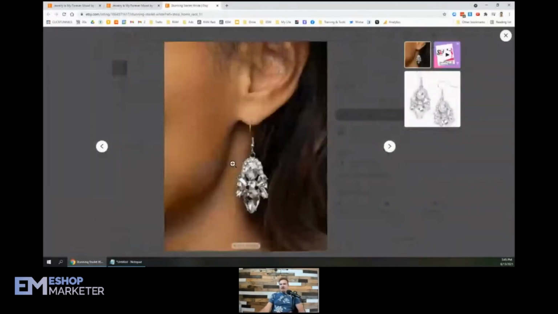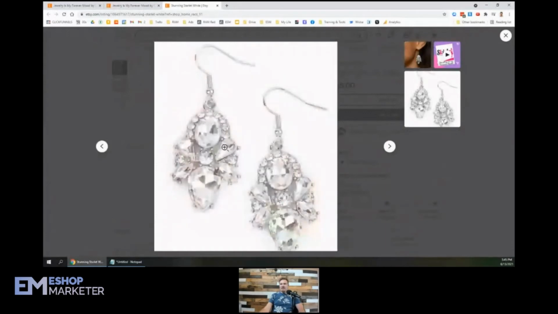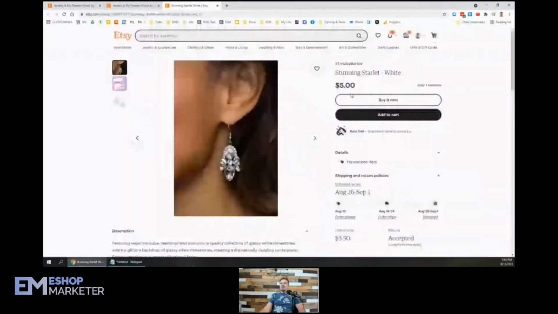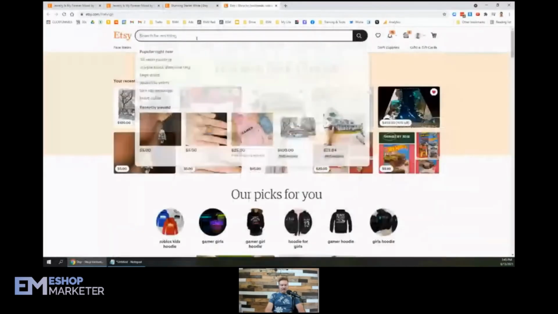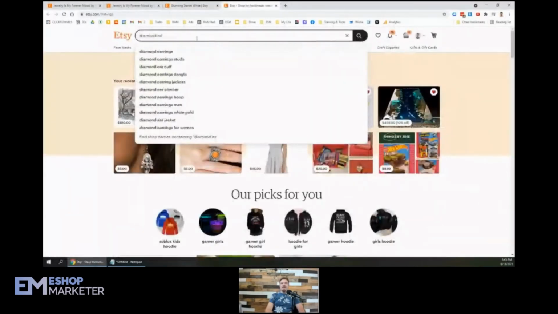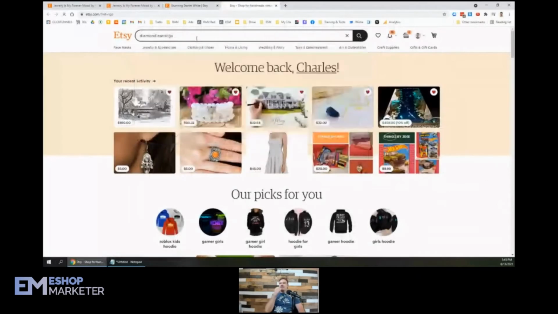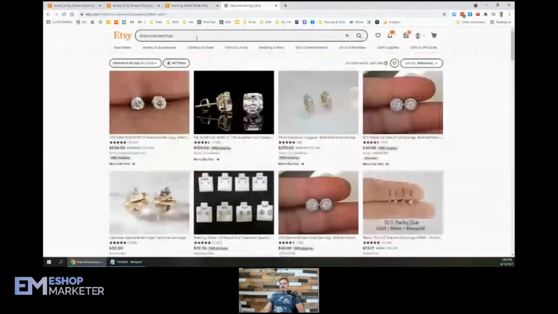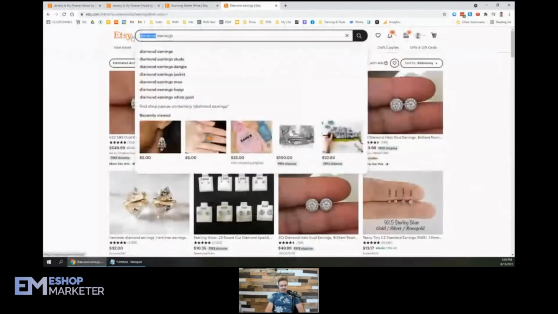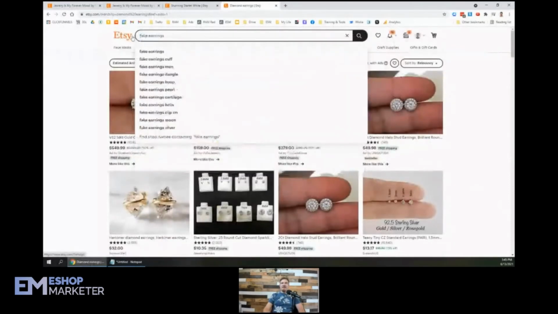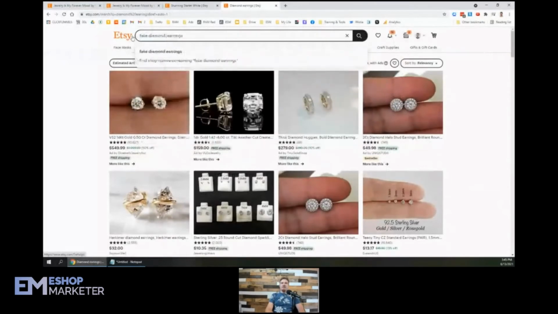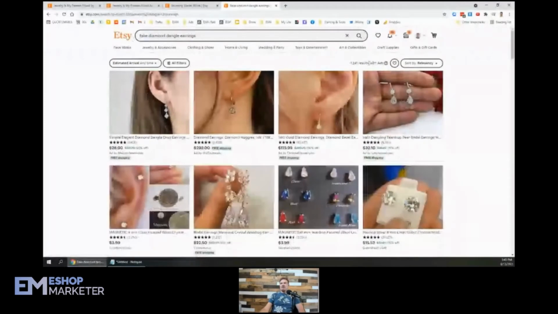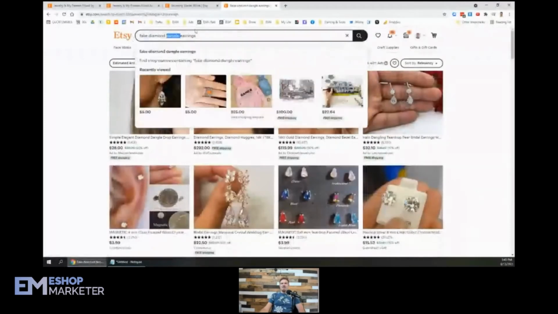For this one right here, this looks like a real shiny earring, very, very pretty. So with this one, I would do like diamond earrings, but I mean, it's obviously not diamond. Let's look up diamond earrings. We're going to pull up a lot of real diamonds. So you could even try fake diamond earrings, fake diamond dangle earrings. That's got 1,241 results.